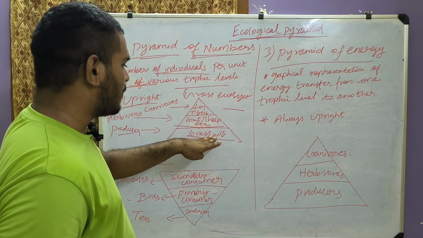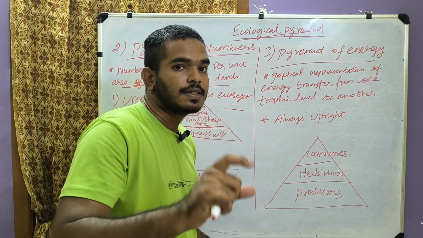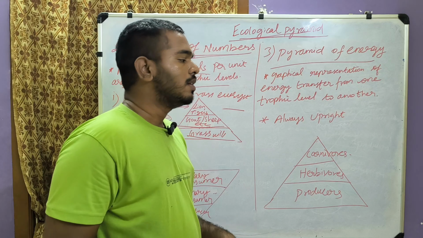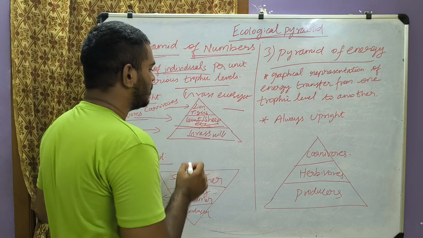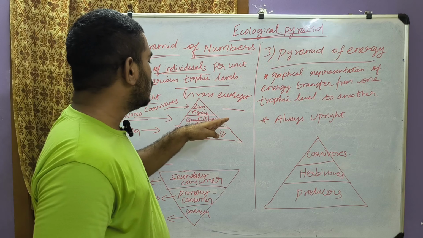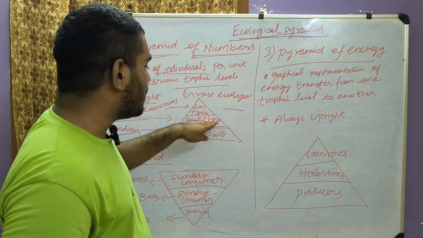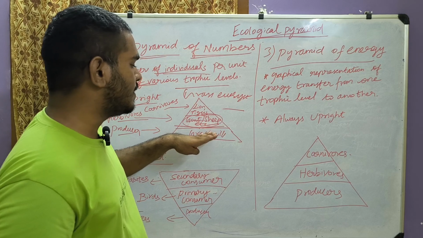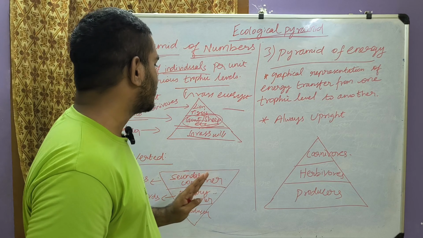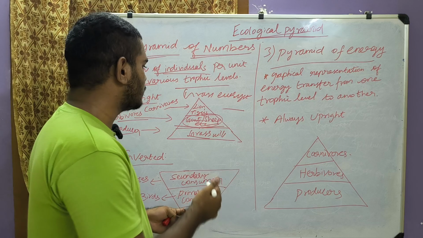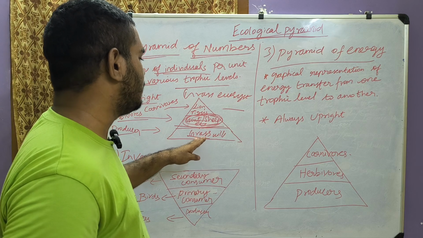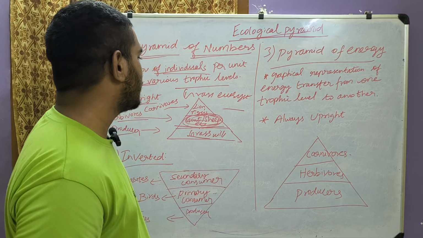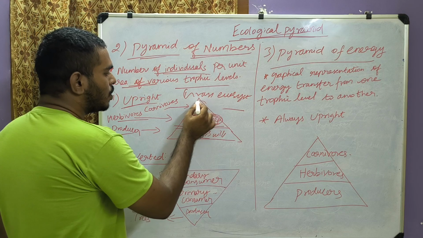The number of grass will be high due to its reduced size. When we go to the herbivores, which are goat, sheep and some other animals, their number will be less than that of grass because their size is bigger than grass. Not only for that reason, for other reasons also, the number of goats and sheep will be less than that of grass. Then the top carnivores, lion, tigers, etc.